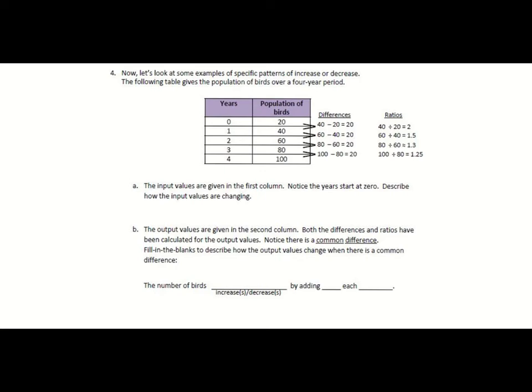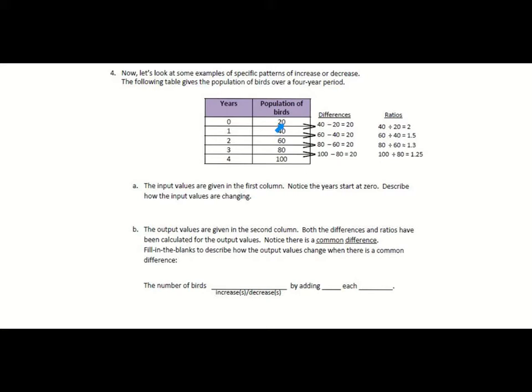All right, so now let's look at some examples of specific patterns of increase and decrease. The following gives you populations of birds over a 4-year period. So you've got 0, 1, 2, 3, 4 years, and 20, 40, 60, 80, and 100. On all of these, we're going to find differences. To find differences or ratios, you always take a number and then either subtract or divide by the previous one.